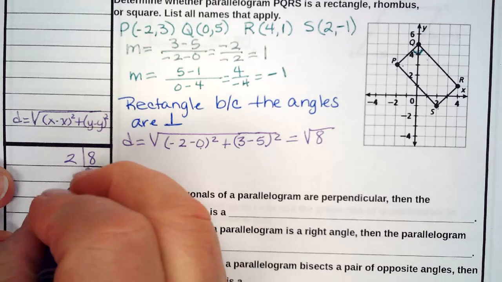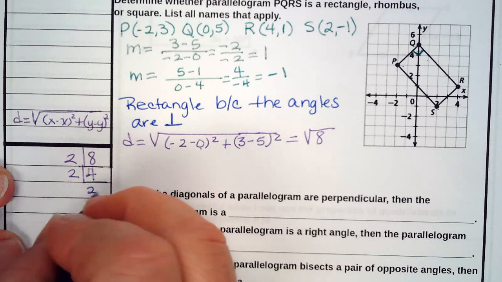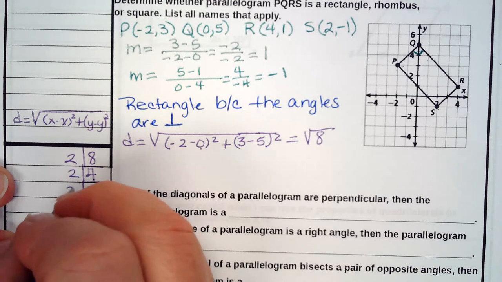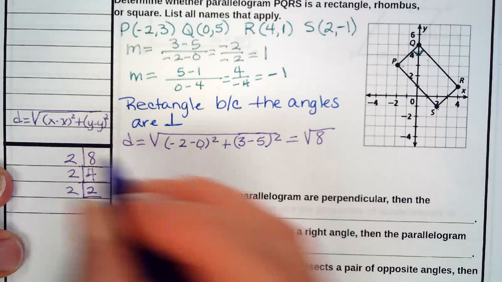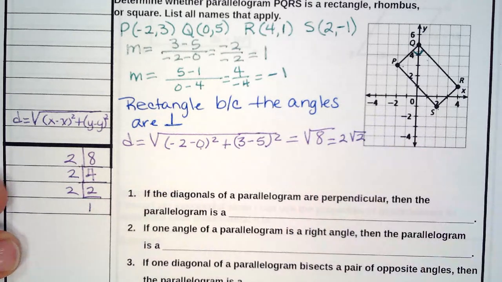We have to find that prime factorization. So I've got a pair of 2's. This becomes 2 square root of 2. That's the length between P and Q.